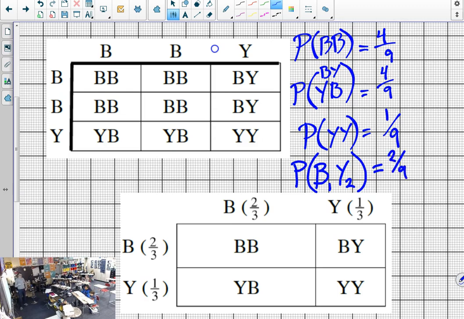And then if I want yellow first and then blue, these 2 out of 9, well, a 2/9 and another 2/9. That's how we get our 4 9s. Questions?